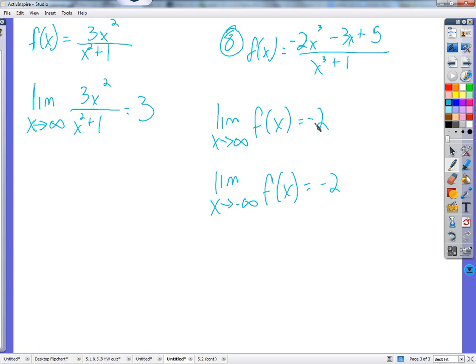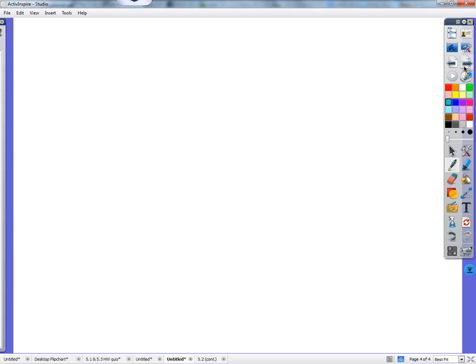Always? Not always, but a lot of times. There are some instances where you'll have 2 different horizontal asymptotes, but we're talking about rational functions, so we're fine. It's going to approach whatever this number over whatever this number is. What's the case if the denominator has a coefficient of like 3? Well, let's look.